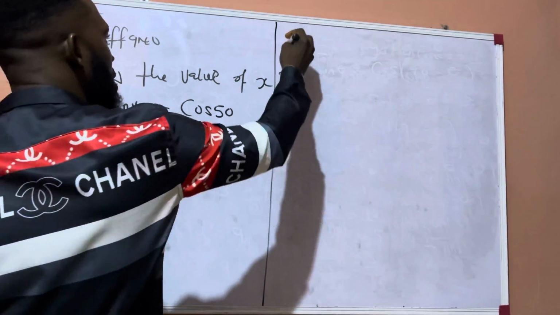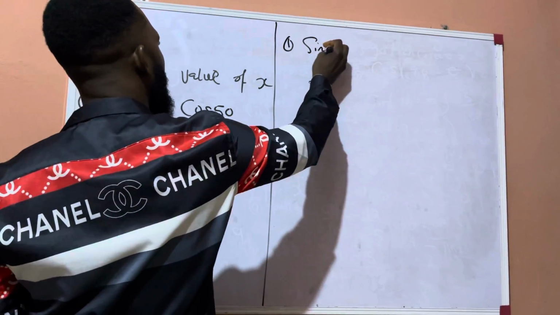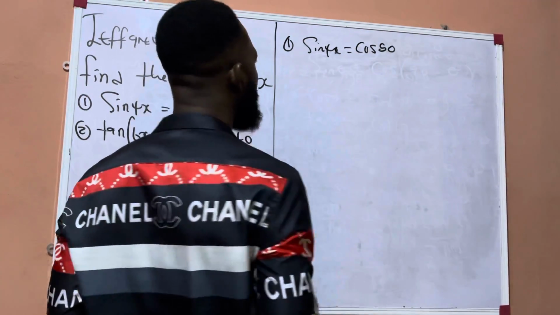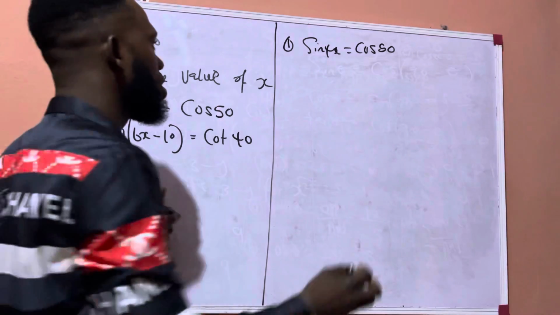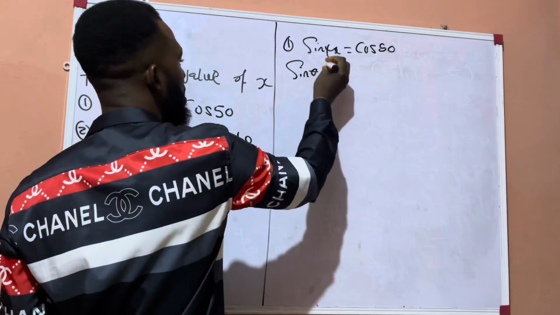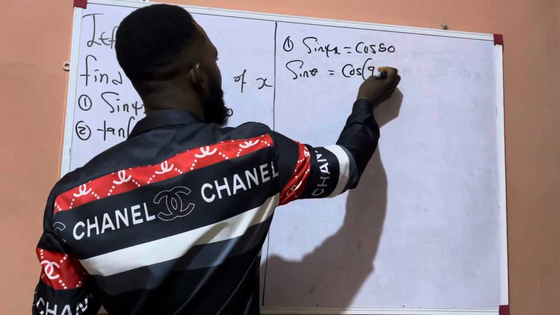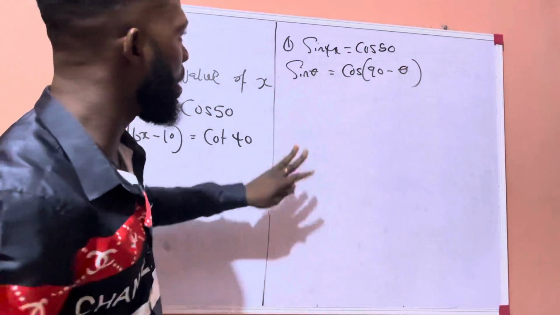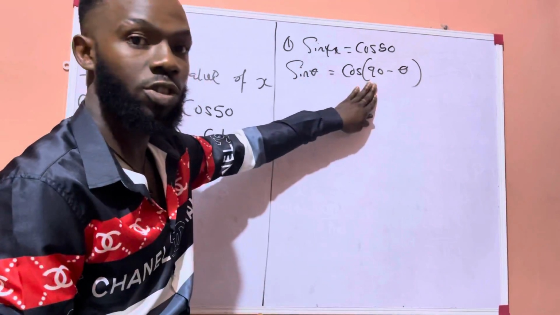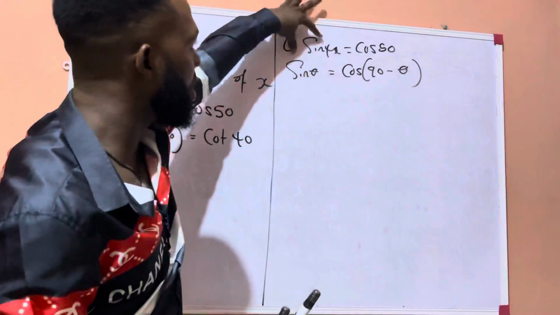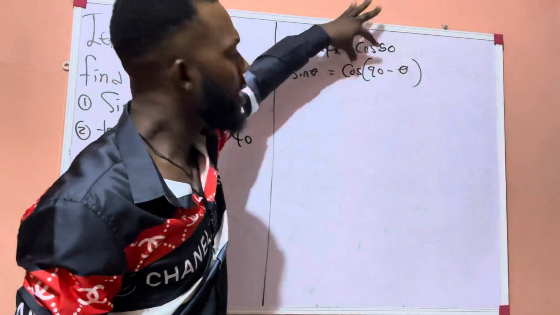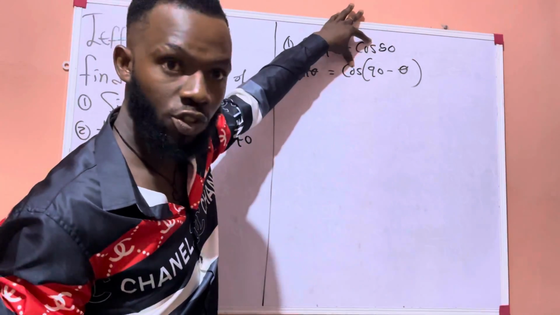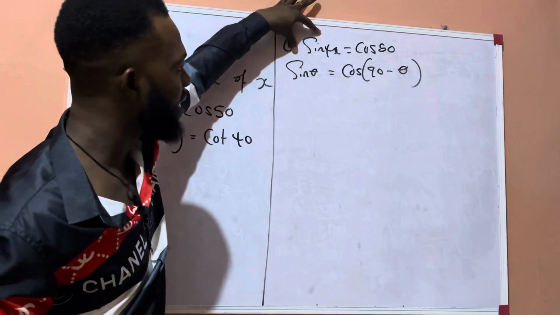Question 1 says sine 4x equals cos 50 degrees. We want to use formula 1, which says sine theta is equal to cos of 90 minus theta. This formula means you are converting sine to cos. In this question, this is sine and this is cos. I don't need to convert cos because it is already in cos. I have to convert sine to cos.